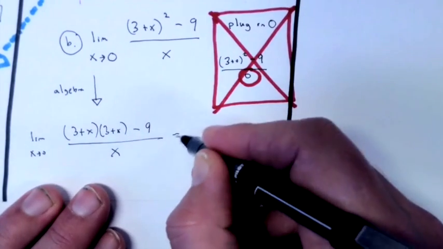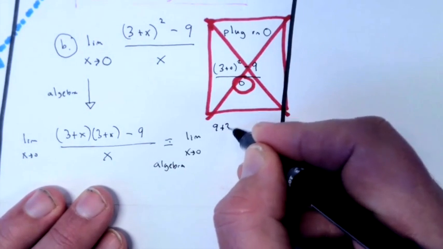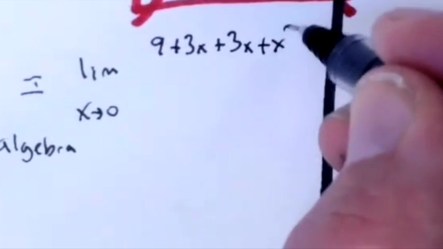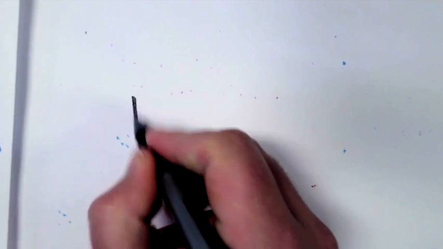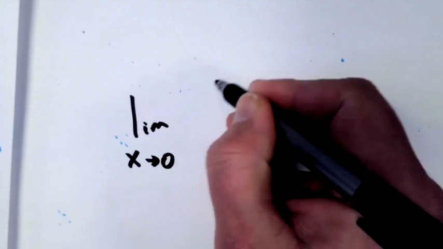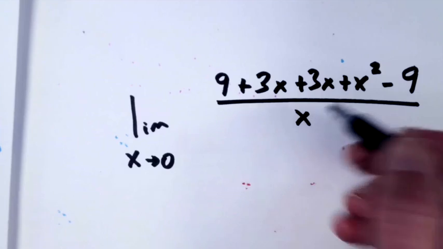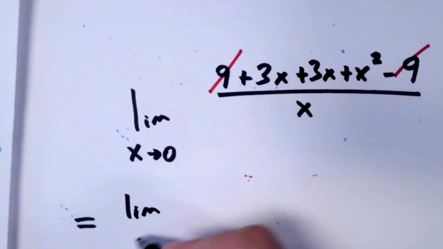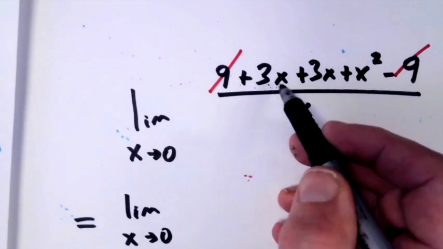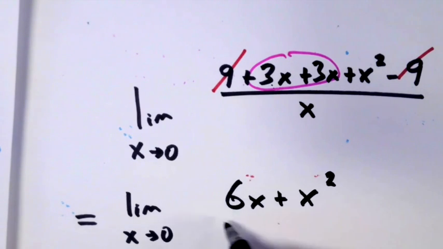So now notice we're doing algebra first, and when we do the algebra here, we get 9 plus 3x plus 3x plus x squared minus 9 all over x. But let's keep going with this idea. Let's say I have the limit as x approaches 0 of 9 plus 3x plus x squared minus 9 all over x. Okay, so 9 minus 9 cancels, and that becomes the limit as x approaches 0 of, can I do these 3x's together too, right? 3x plus 3x is equal to 6x. So now I have 6x plus x squared over x.